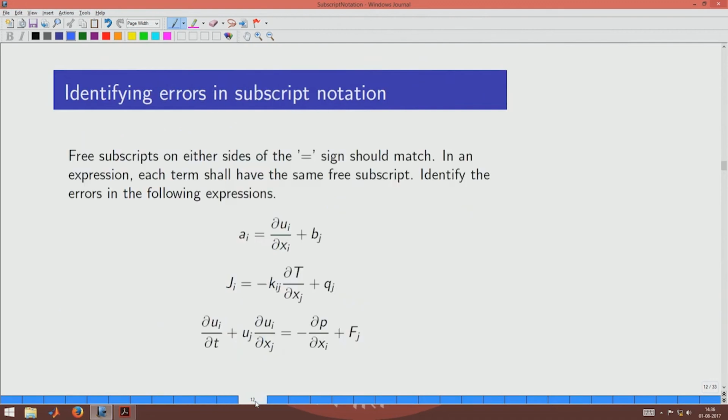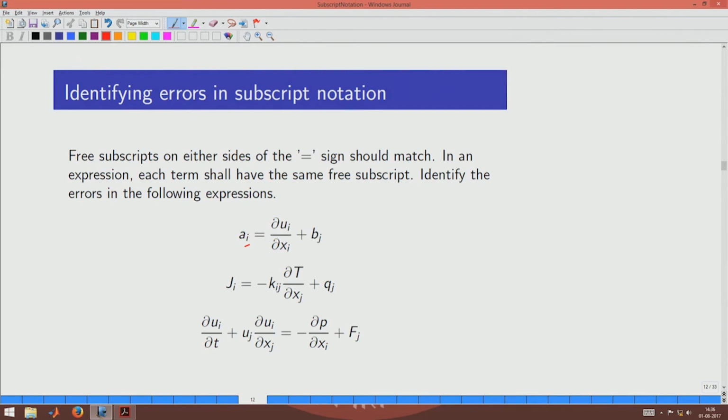Okay. So, here we are going to now see whether we can identify any errors in the subscript notation. Now that these expressions are using all the rules that we have practiced till now, we should be able to identify some errors here. So, let us see if we can identify. The left hand side has the free index i. The first term, you can see that the dummy index is there, i, and then the third term, the free index is j. The free index on the left hand side is i, the free index on the right hand side is j. So, there is a mistake there.